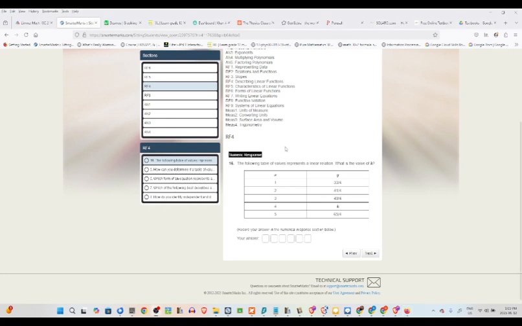All right, and our next one. The following table of values represents a linear function or linear relation. What is the value of k? We're going up by 8 over 4 each time. We're adding 2 each time. 49 plus 8 is 57.